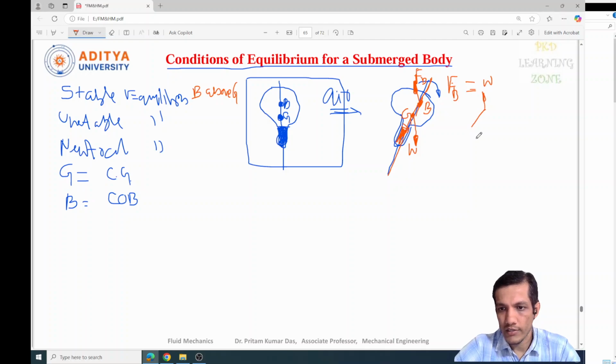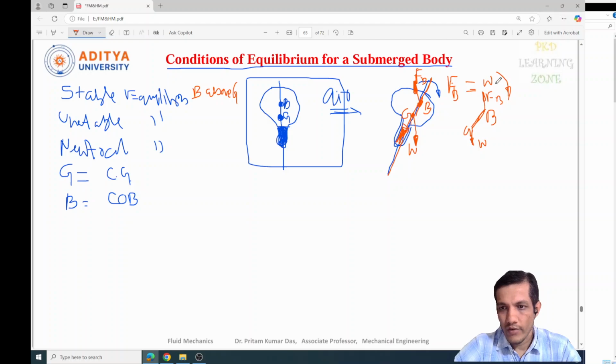This is the structure, and this is downward, correct? Now this is W downward, and this is Fb upward. Now if you see, a couple formation is there. This is upward and this is downward, so we have rotated it in this way. Now this is the G point.